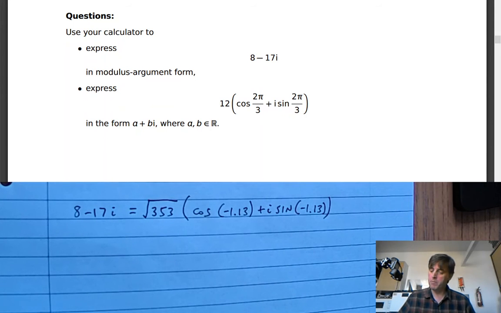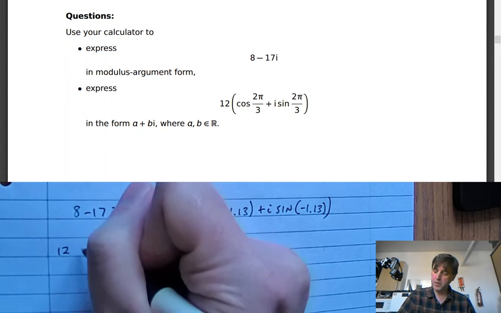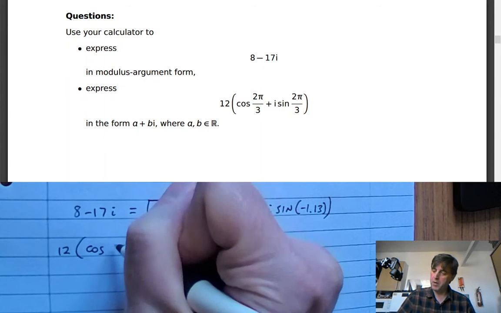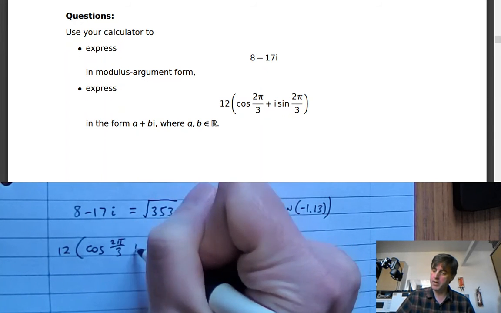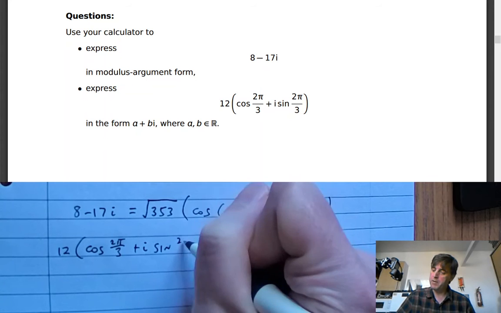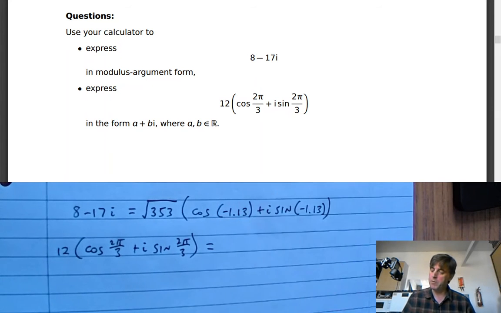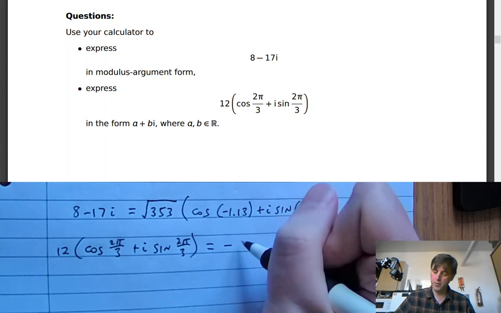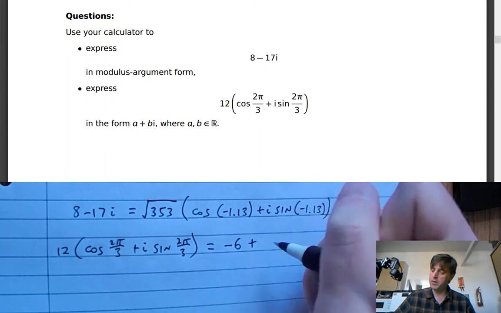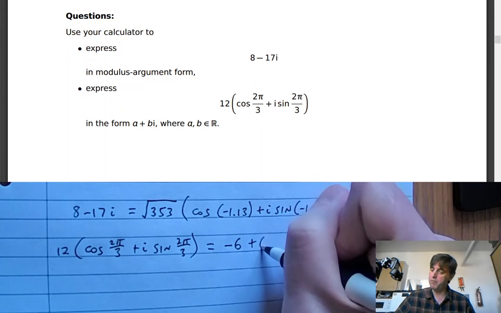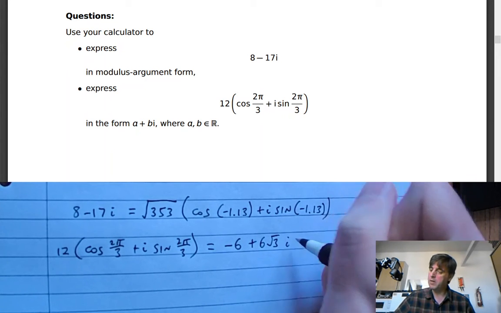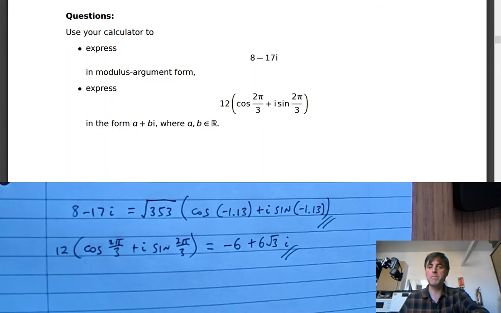Okay, and then the one where we went the other way around, the 12 times cos of 2 pi over 3 plus i sine 2 pi over 3. Well, when you put that into your calculator with a modulus of 12 and an argument of 2 pi over 3, it should have just told you straight away that the number there is minus 6 plus 6 root 3 lots of i, and those are the numbers you should have got.